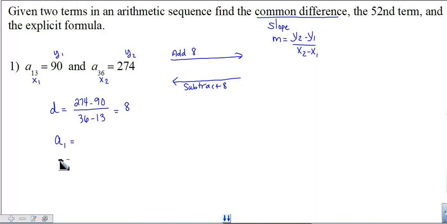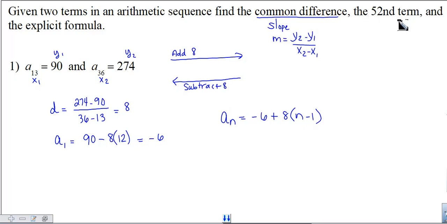If you answered 12, you're right. So let's just set up an algebraic equation for it. If I take the given number, 90, and I want to go backwards, I'm going to subtract the difference, which is 8, 12 times. If you put this into your calculator, you're going to find that term number 1 is -6. Now that you have your difference and you have your first term, now you can write your explicit rule. A sub n is equal to the first term plus the difference times n minus 1.